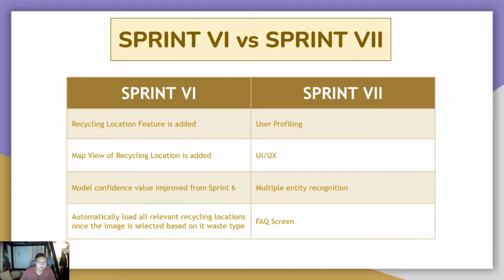In our last sprint, we added recycle location features, the map view for the recycle locations, the model confidence value, and the feature to automatically load locations based on the identified trash. In this sprint, Sprint 7, we were able to implement user profiling, improve user interface and experience, multiple entity recognition, and a fact and question screen.